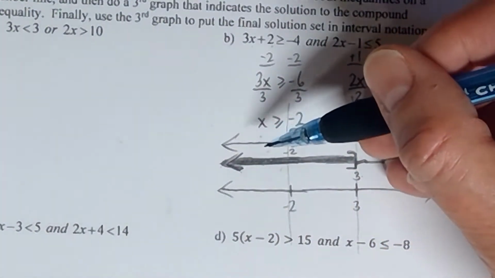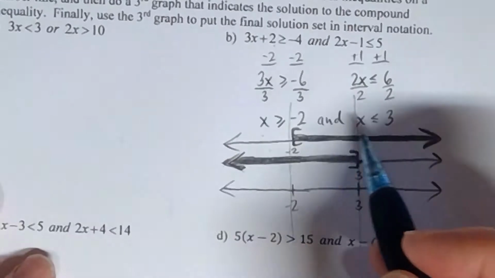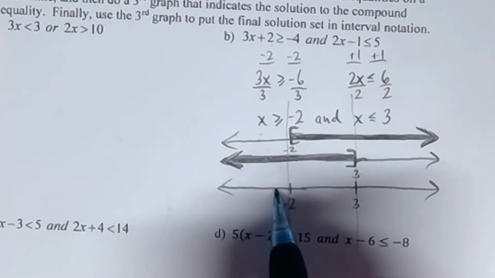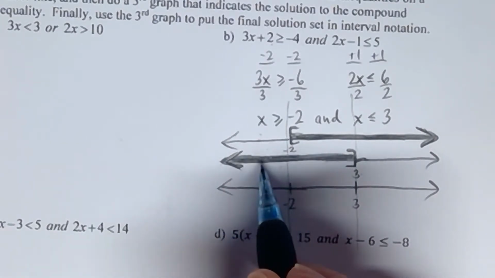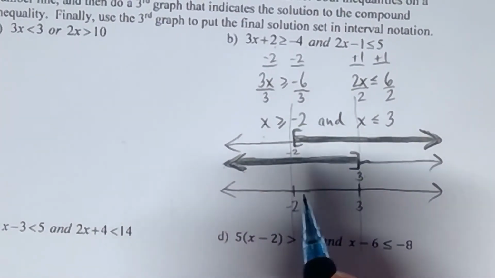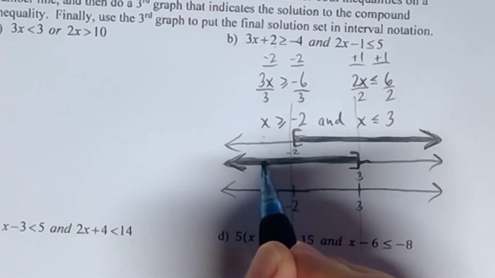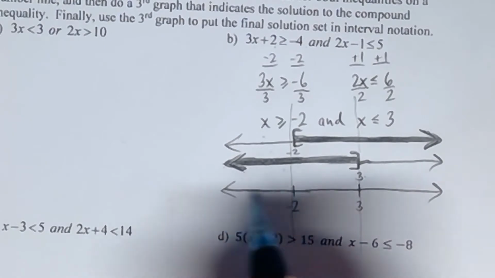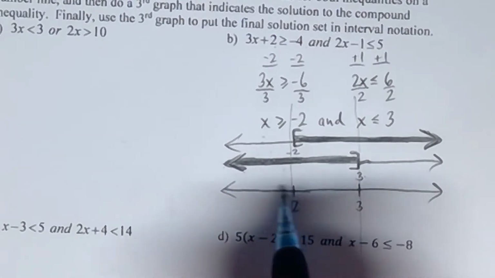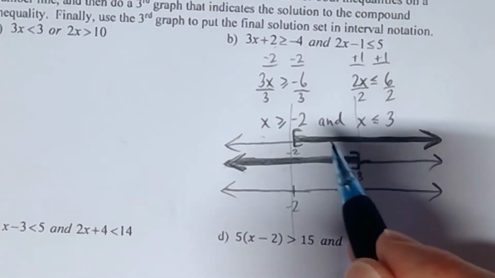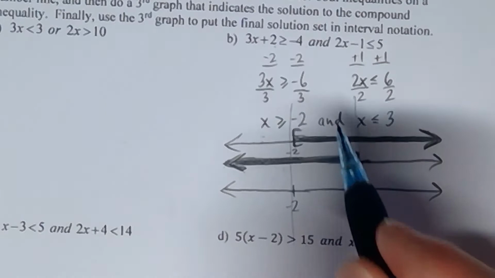They're only shaded once. When you have the word and, you only put it in the final answer if it's shaded both times. So since this interval is only shaded in the second graph but not the first one, we do not shade that. If we were to shade that, that would be part of the answer. But it's not supposed to be because it has to be shaded both times when the word and is being used.